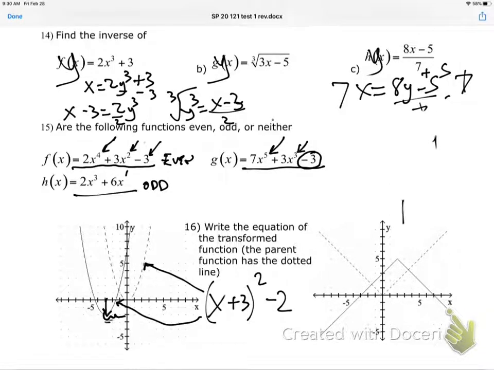Right, this is the absolute graph. It's been flipped upside down. So get that in first. It's been moved 2 to the right, so that is that, and 5 up, so that is that. There we go.